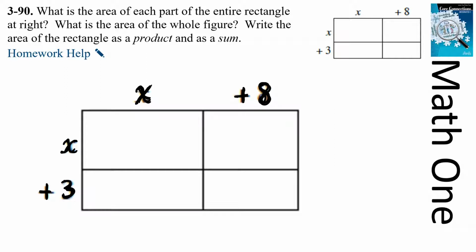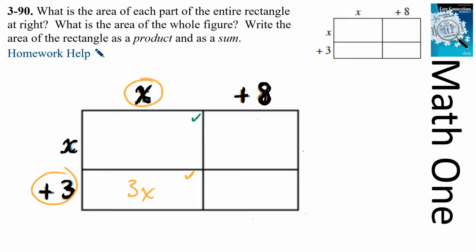So as I go through here and I find the product for each of the individual pieces, the first piece that I'll look at is this box right here, and you can see up above I've got an x and a plus 3. And when I multiply x plus 3, I get 3x. So part of the area is 3 times x.